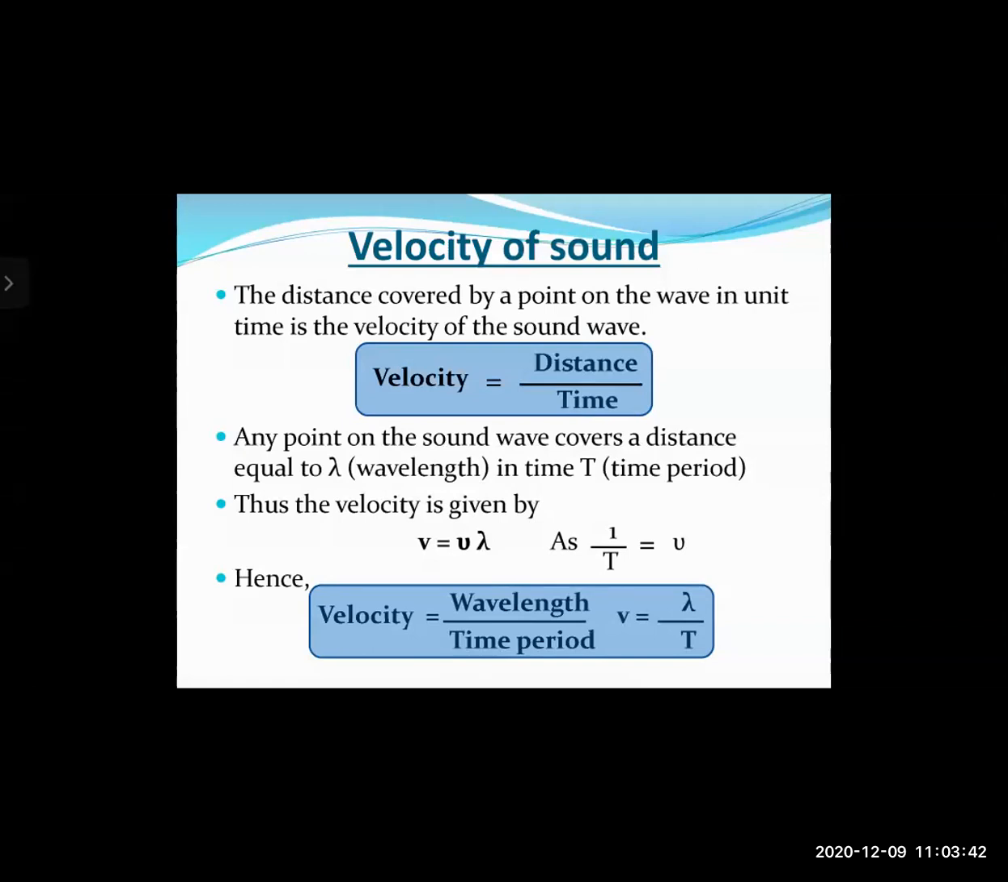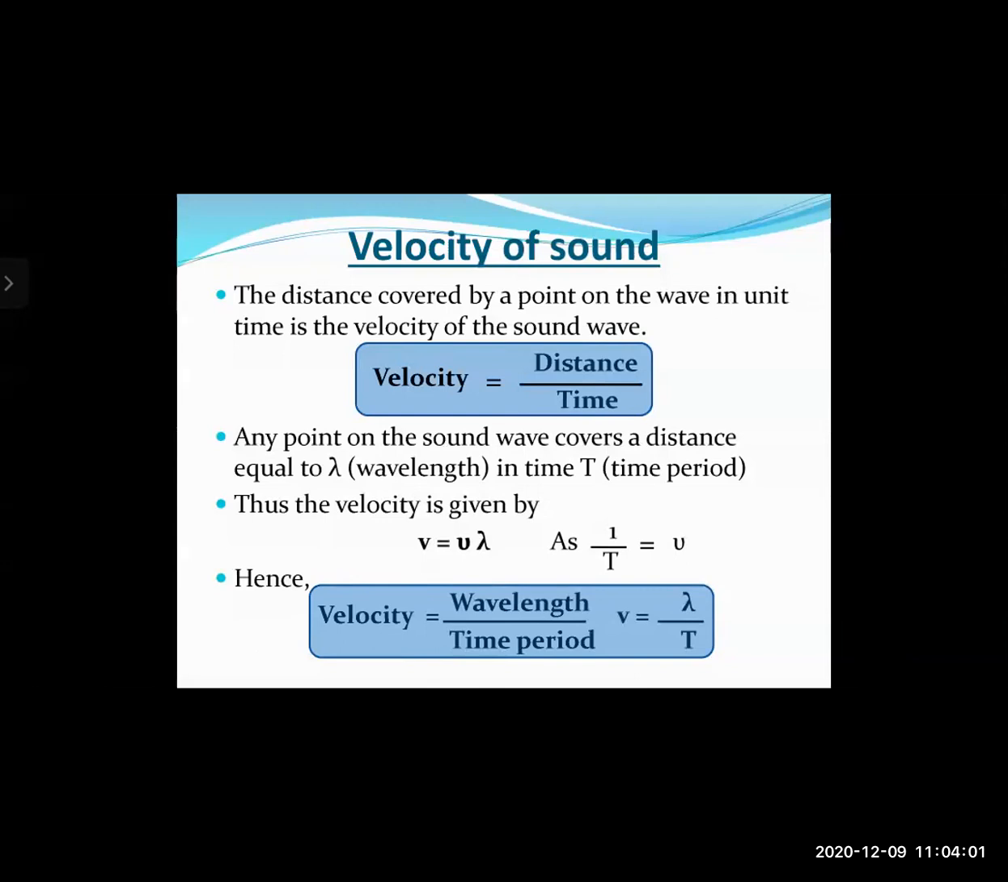V equals nu into lambda, where nu is the frequency of the wave and lambda is the wavelength. Now frequency is given as 1 by T, where T is the time period. What was the time period? The time required for one complete wave to pass through a given point.